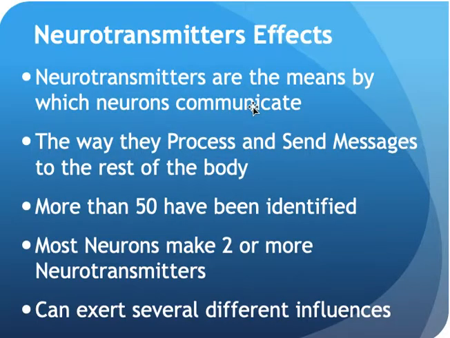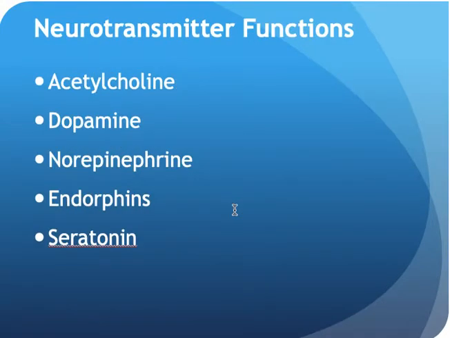So now we get to the last part of this part of the chapter. And again, these are the neurotransmitter effects. And again, we already looked at acetylcholine. So neurotransmitters are the means by which neurons communicate. Okay, so the way they process and send messages to the rest of the body. More than 50 have been identified. And most neurons are going to make 2 or more neurotransmitters, okay? And they can exert several different influences. And again, a lot of this is going to be based on the receptors that they bind to. Okay, and these are the ones that I want you to concentrate on, or that I would ask you on your multiple choice test, is the acetylcholine, right?